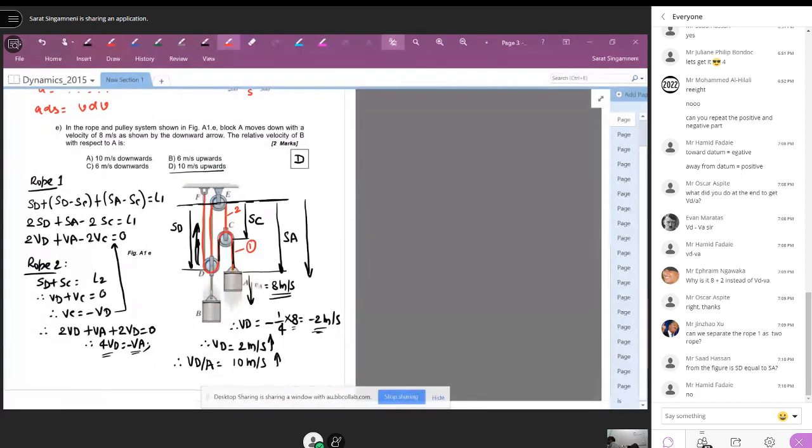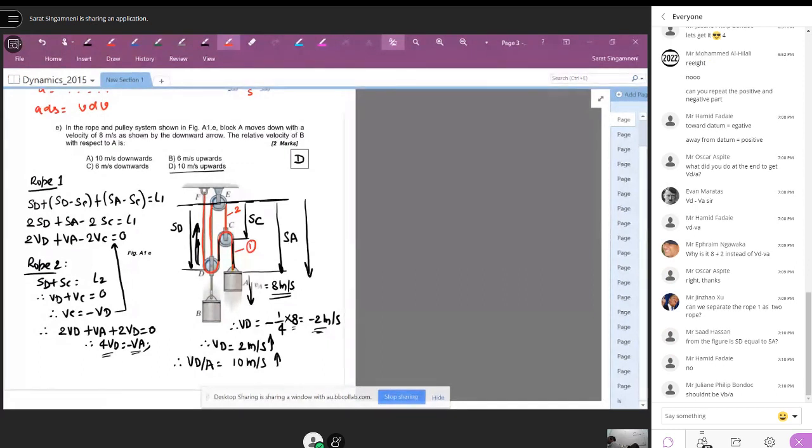From the figure, is SD equal to SA? Now, they appear to be the same, but the moment they start moving, they will be at different levels. So you should not say they are the same. No.